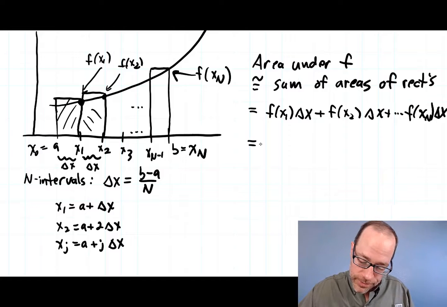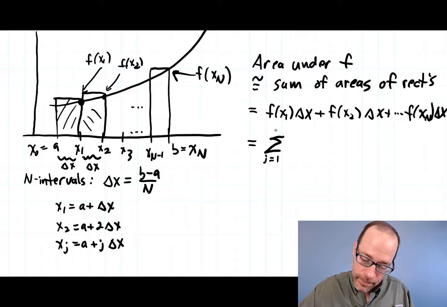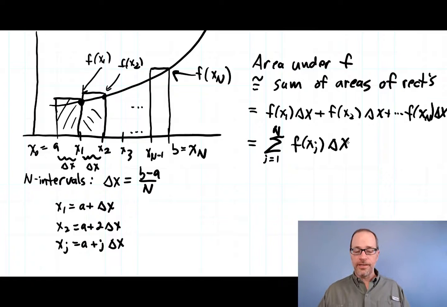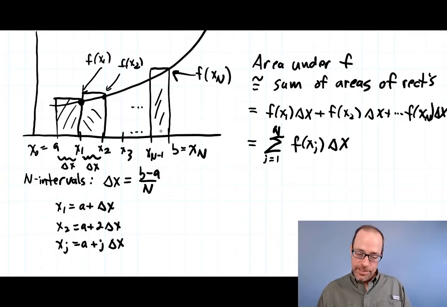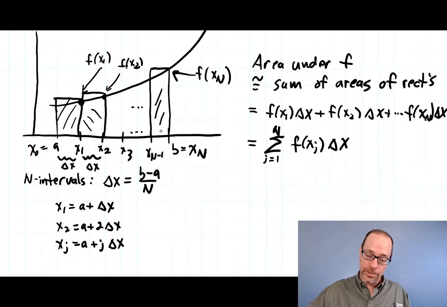The short form uses the summation notation. It's the sum from j equals 1 up to n, f of x sub j times delta x. So that will be the sum of all the areas of the rectangles, which, as long as delta x is small, will be darn close to the actual area under the curve.